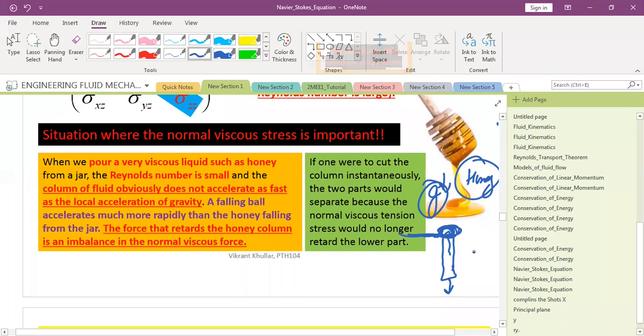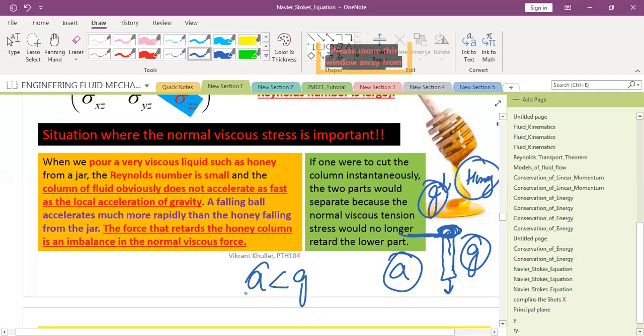It will be falling down with g or with some other acceleration less than g. Why? Due to the viscous forces, sir. So cohesion force will resist the deformation, it will be pulling it up. Yes. So what you see here that is pulling it up is the normal viscous stress.